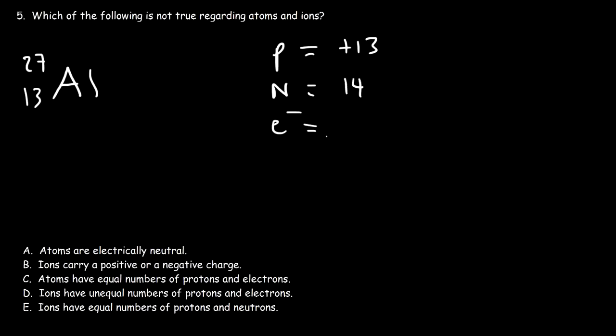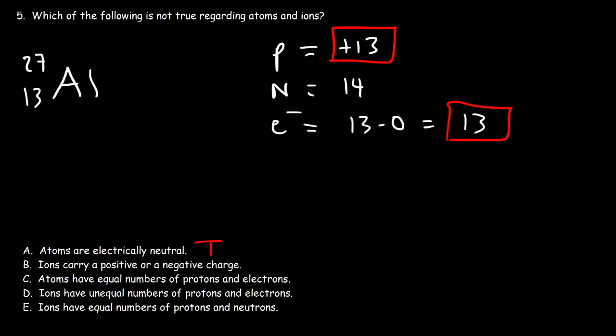The number of electrons is equal to the atomic number, which is 13, minus the charge. So there's no charge in this case. So it's 13 minus 0, so there are 13 electrons. Now an atom is electrically neutral because it has an equal number of protons and electrons. So A is a true statement, which means C is also true.